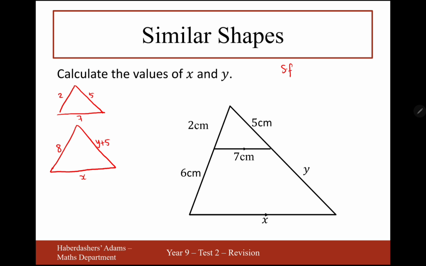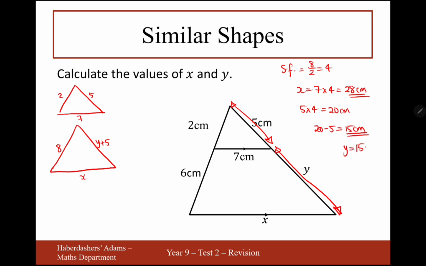So the scale factor here is going to be 8 divided by 2, which is 4. To work out x, it's going to be 7 times 4, which is 28. And to work out y, we need to do 5 times 4, which is 20 centimeters. And then to work out just this y side, we need to take away the 5 that we've already got. So 20 take away 5 is 15 centimeters. So y equals 15 centimeters. And there we are, that's the answer to this question.